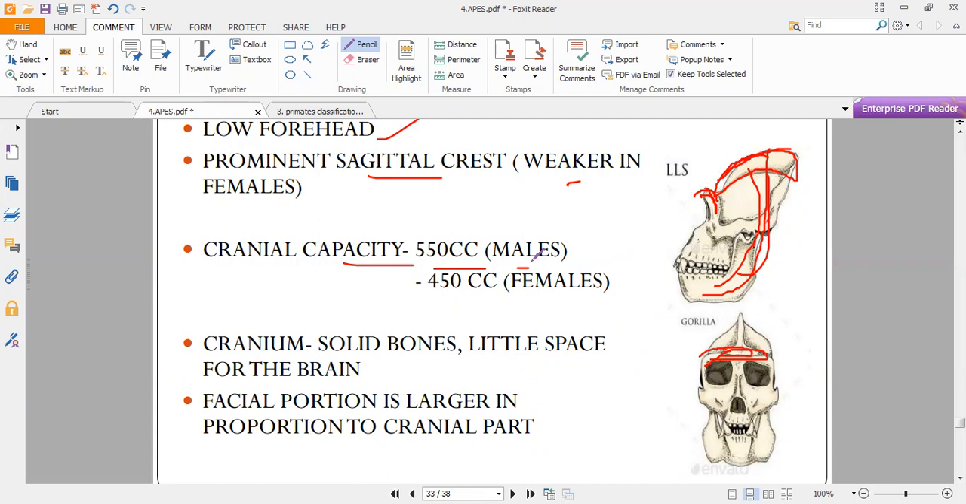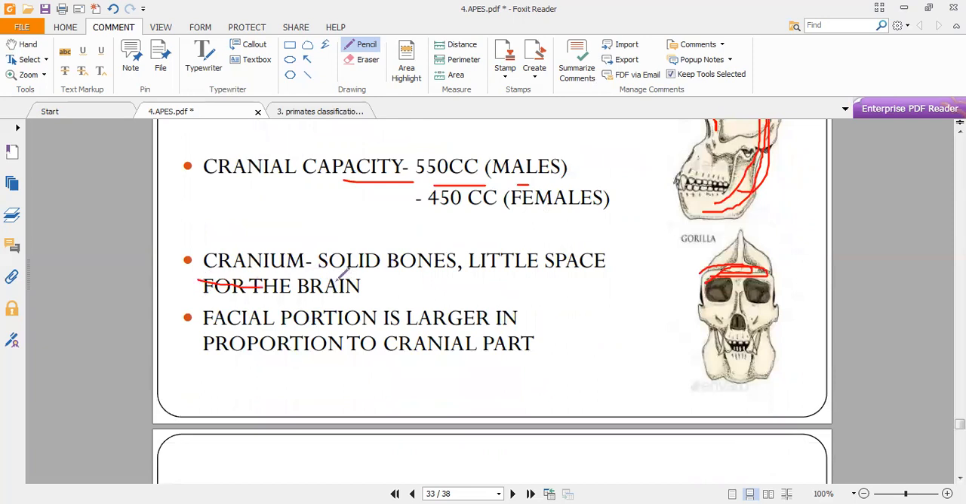And gorillas are coming close to us. In case of male, it is 550 cc, and in case of female, it is 450 cc. CC means cranial capacity, the size, or you can say the space within the skull where the brain is placed. Next is cranium. Cranium means the skull.